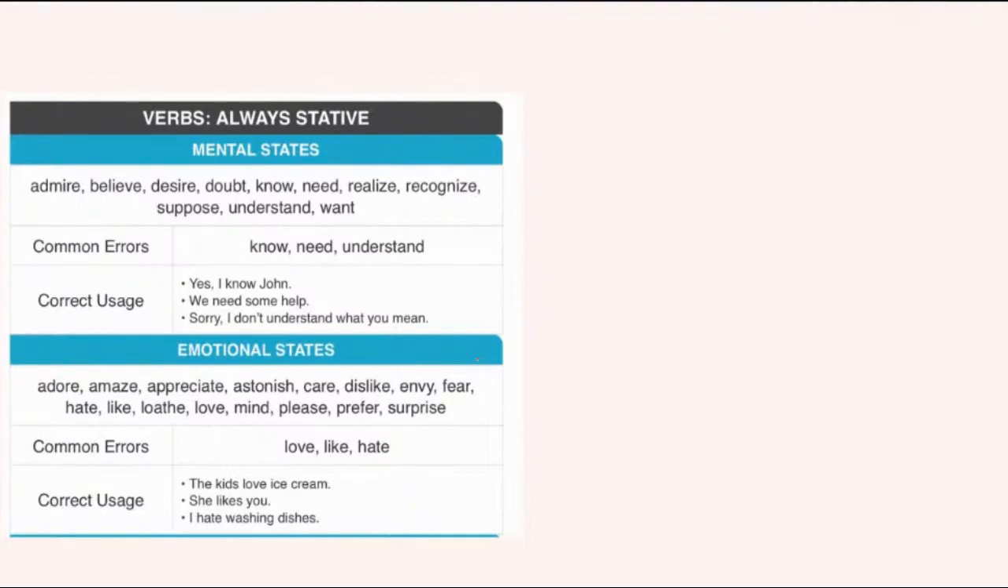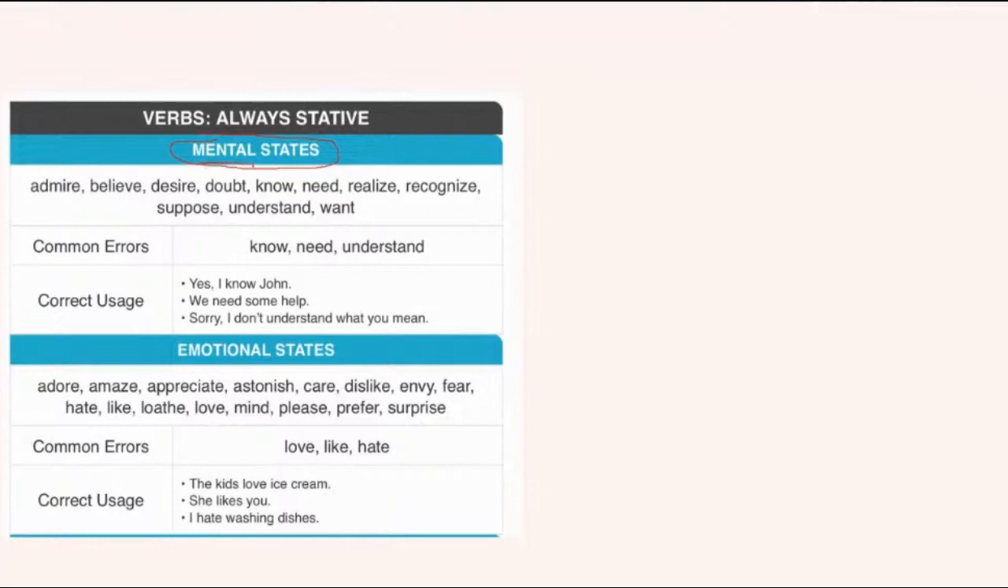Some of those irregular ones, there's no easy way to remember them. It's just practice. So let's take a look at some little tips for which verbs are always stative, which ones are always dynamic, and so on. So here, verbs that are always stative have to do with mental states.